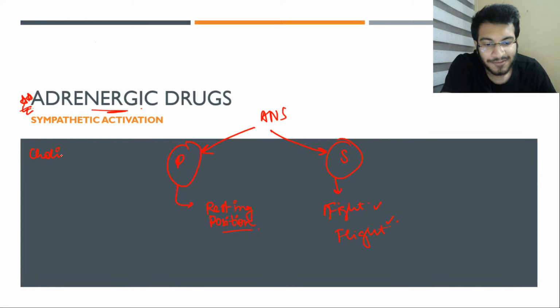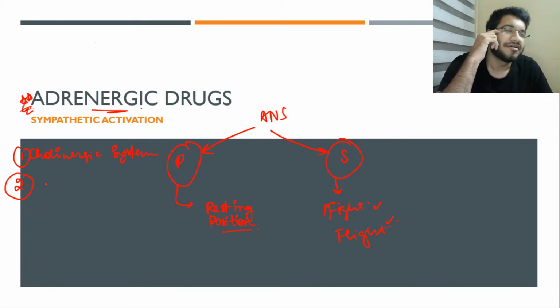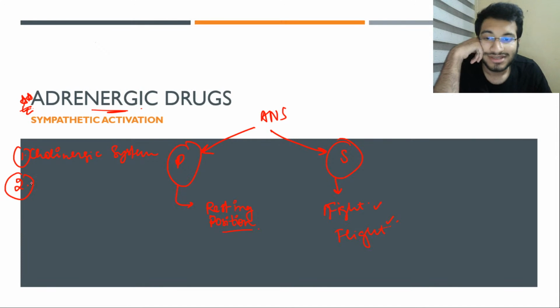There was a 2 p.m. session today in which we studied the cholinergic system. Then we had a 5 p.m. session in which we studied the anticholinergic system. Now in the 9 p.m. session we will be having the adrenergic system.